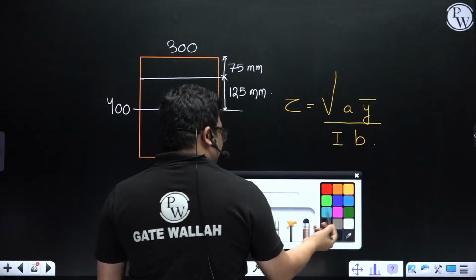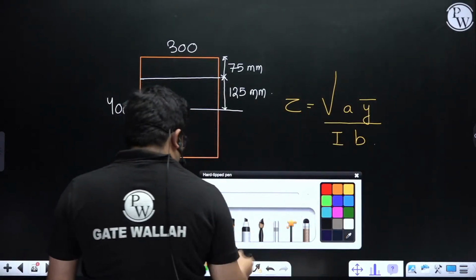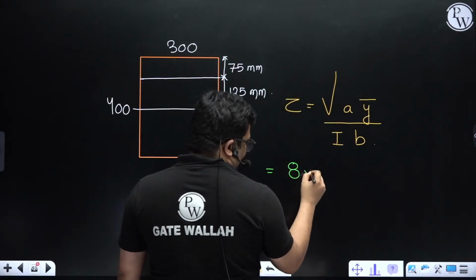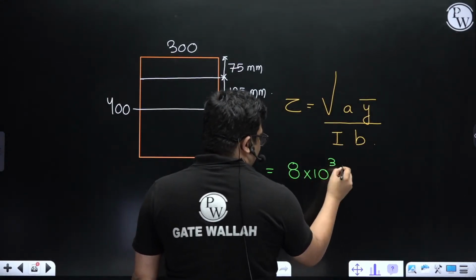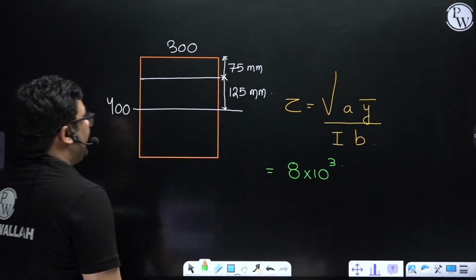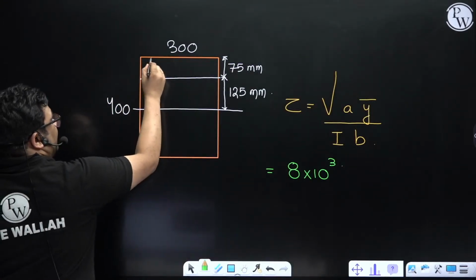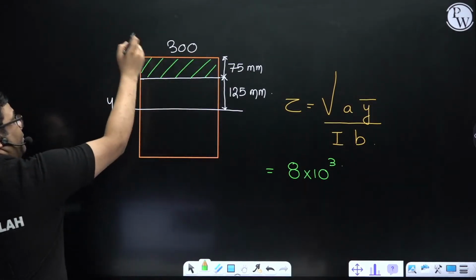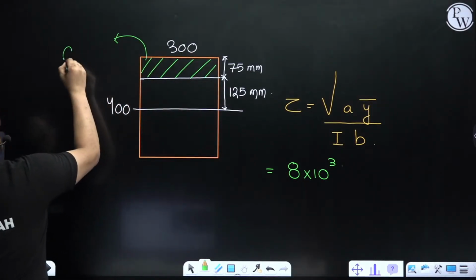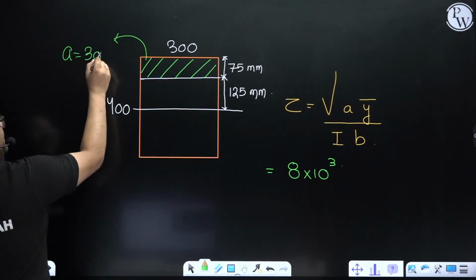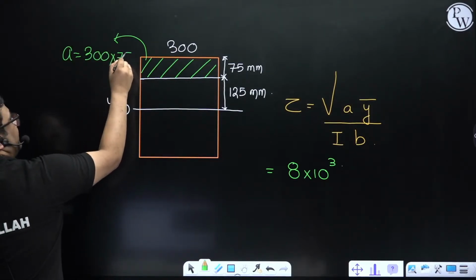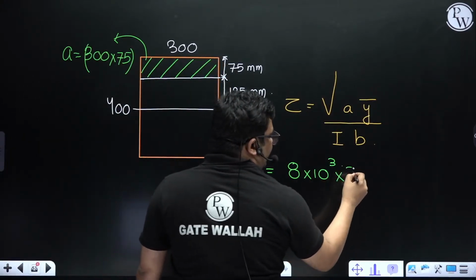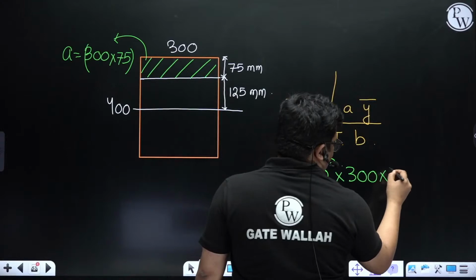How? Very simple. You see, shear force we got. Shear force was what? 8 kilonewton. So 8 into 10 to the power 3 because I converted into what? Newton. Okay. Area was this area, na? Because I told wherever you are finding, take the area above that. So this area is how much? You see, this area is 300 into 75.